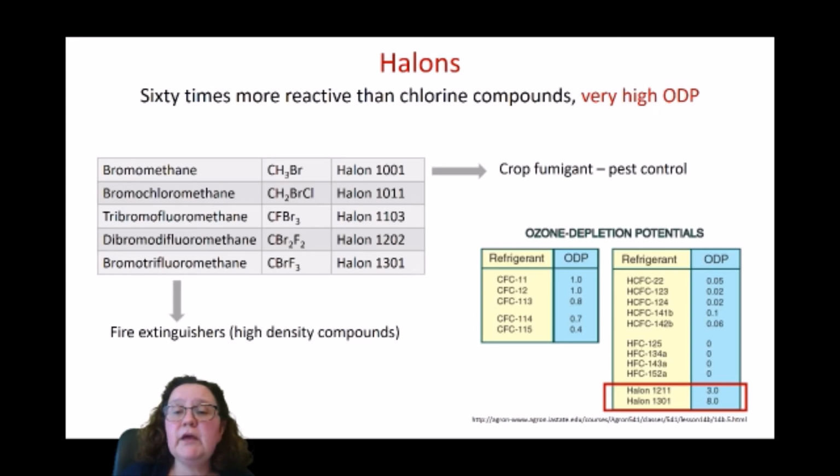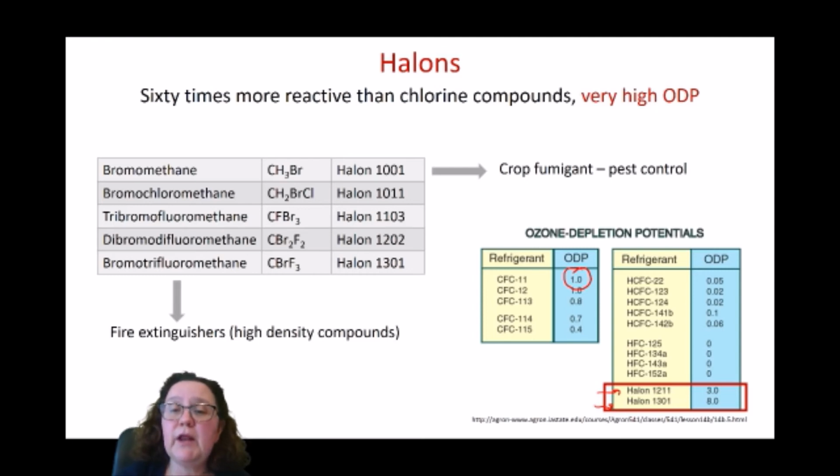And if you compare the ozone depletion potential of, for example, CFC11, where the base rate is 1, and you look at something like halon 1211 or halon 1301, they are 3 times and 8 times stronger. So they are also an issue. So it's not only CFCs, it is also brominated compounds. Those were also part of the agreement to ban the use of these compounds.